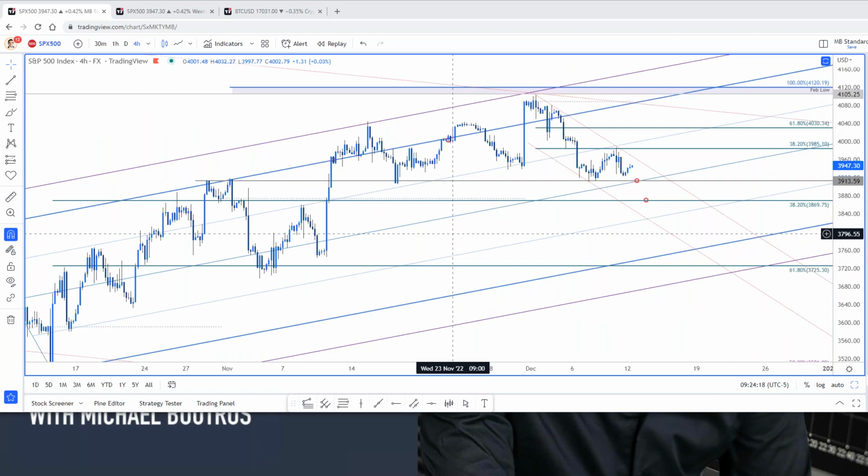Amazing technical analysis on SPX Forex principles. Thank you, sir. Appreciate that. Again, they're not my levels, guys, the market's levels. I'm just helping you find them.